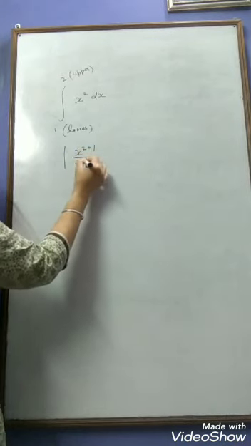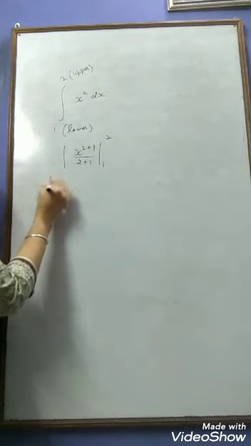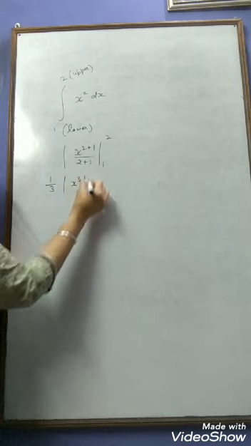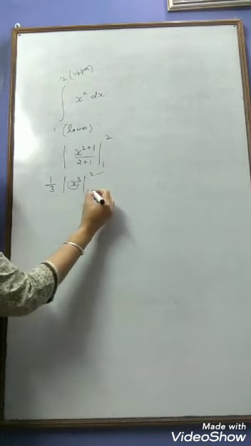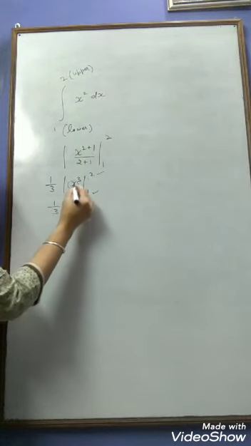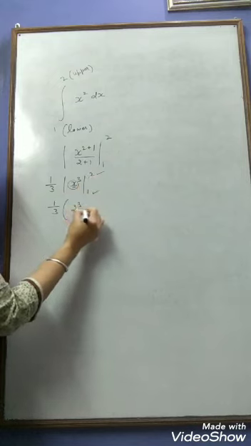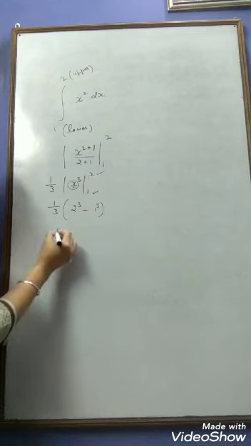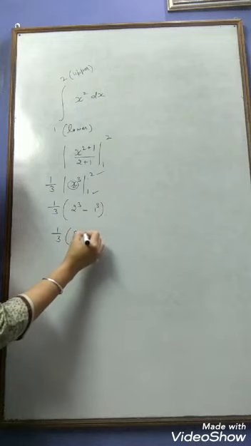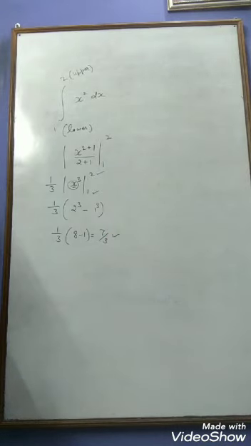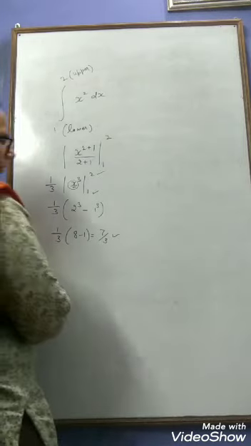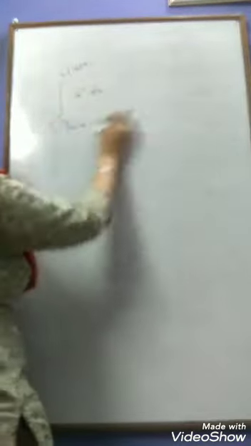Then how do we calculate this? 2 plus 1 gives 3, so 1 by 3 x cube from 1 to 2. First we put the upper limit, then the lower limit: 2 cube minus 1 cube. So 1 by 3 times 8 minus 1 is 7 by 3. We get the full answer, and that is the definite integral. We preferably use this method in physics. Let's have an example from physics for definite integration.